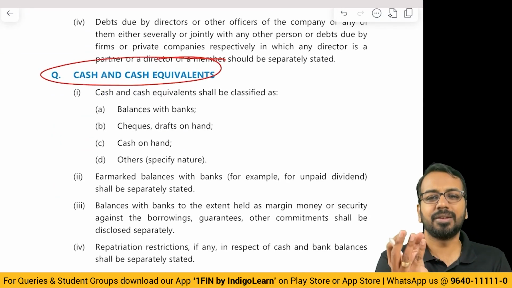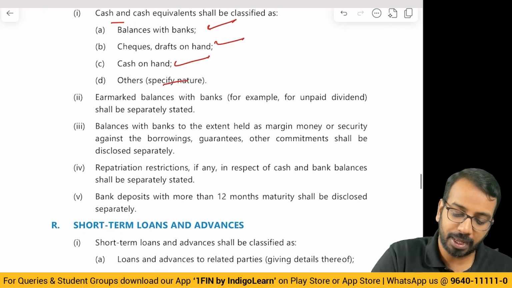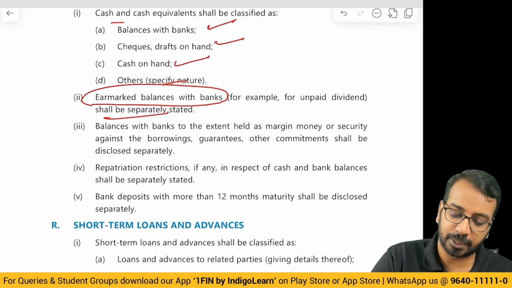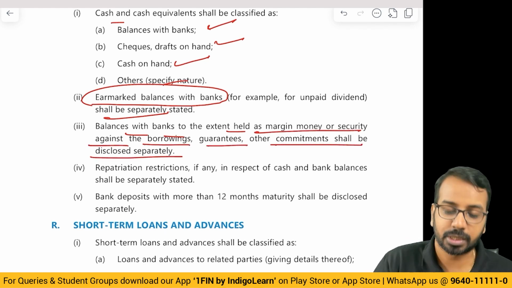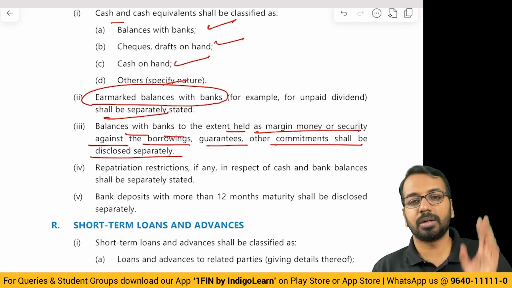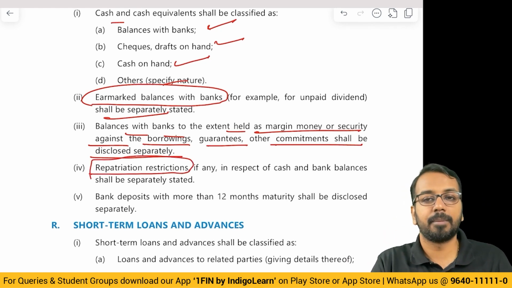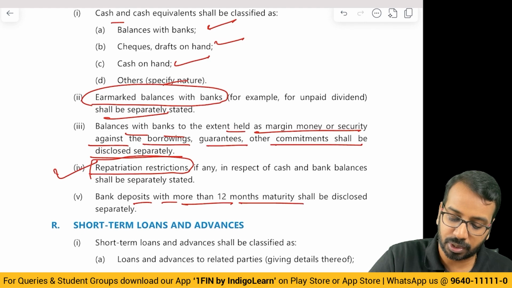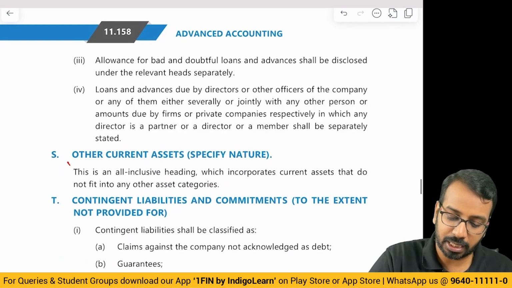Then cash and cash equivalents, if breakup is available: cash balance with bank, checks on hand, cash on hand, others. Then if there are earmarked balances with banks, earmark means we have kept it for a specific purpose, you have to show it separately. Balance with banks to the extent held as margin money or security against the borrowings, guarantees, or other commitments to be disclosed separately. So sometimes what happens is, I go to a bank and I take a bank guarantee. Bank says you put so much of amount in fixed deposit against this bank guarantee. So that has to be disclosed separately. If there are any repatriation restrictions, I have a foreign branch, I cannot take the money back. That I have to disclose separately. And bank deposits with more than 12 months maturity shall be disclosed separately. Short-term loans and advances, if there are any, you will disclose, and other current assets.